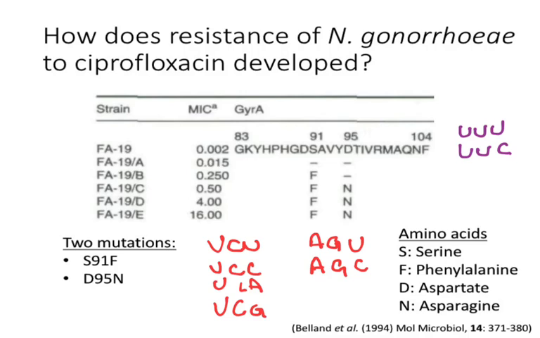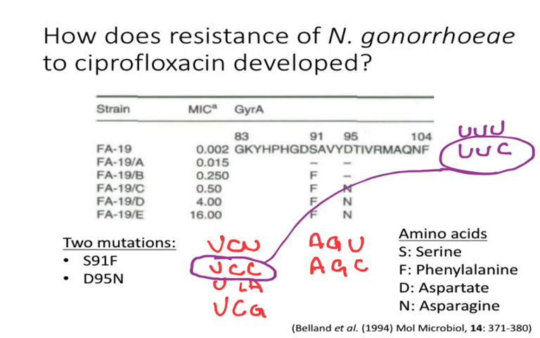Okay. So if we started with UCC, which would be the wild type or the original codon sequence, and we went to UUC, that would be an example of such a point mutation. And again, what kind of mutation is this? This is our missense. We also could see UCU to UUU.